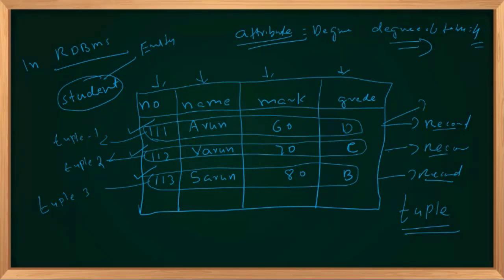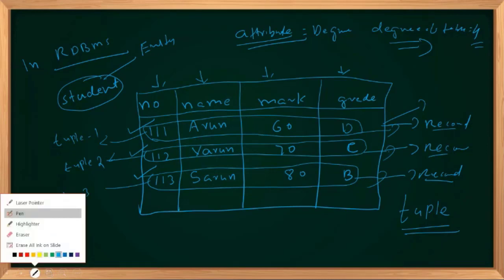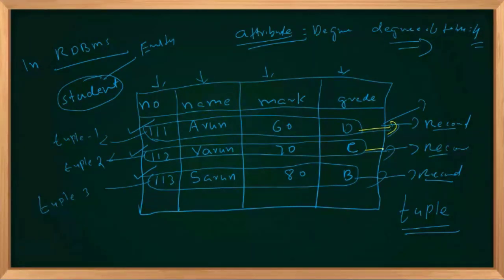Clear? Sir, a tuple is also called a record, right? Yes, yes. This is record 1, record 2, record 3. A row value is also known as a record, and also known as a tuple.